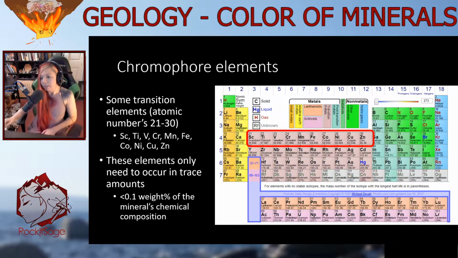So an example of one of these chromophores might be iron in amethyst. Iron gives amethyst its purple color. Now, if it is irradiated, if it literally undergoes radiation, then the mineral will turn into this yellow color, in which case it's then called citrine. Different chemical bonds can also control a lot of this as well. The chromophores are only one component of color in minerals.